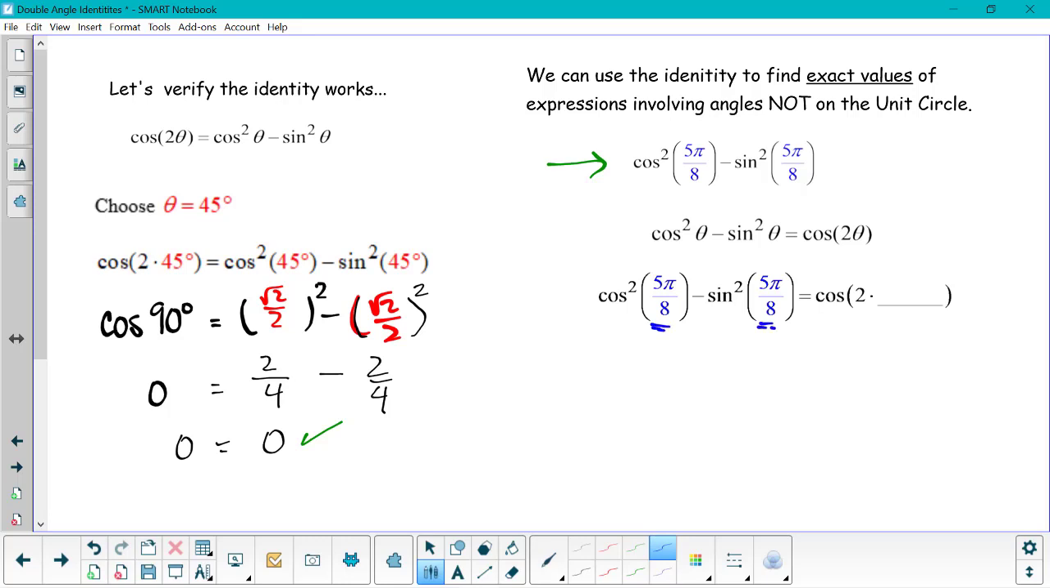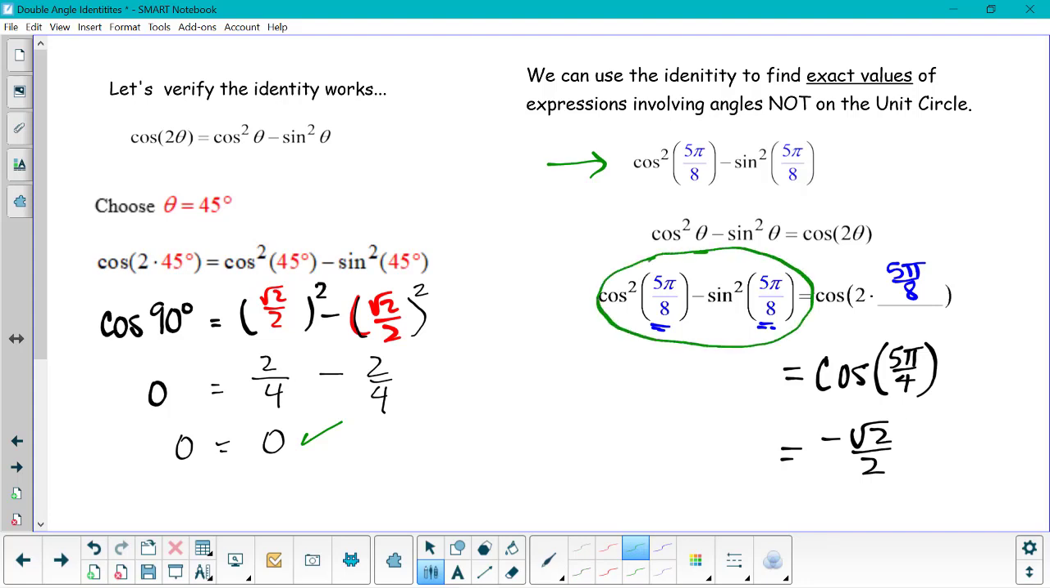So I can write that as cosine of 2 times 5 pi over 8. So if I multiply 5 pi over 8 by 2, I get 5 pi over 4. And I know the cosine of 5 pi over 4 is negative root 2 over 2, which is exactly what this should evaluate out to. If you put it in a calculator, you would get a decimal approximation. This would be our exact value.